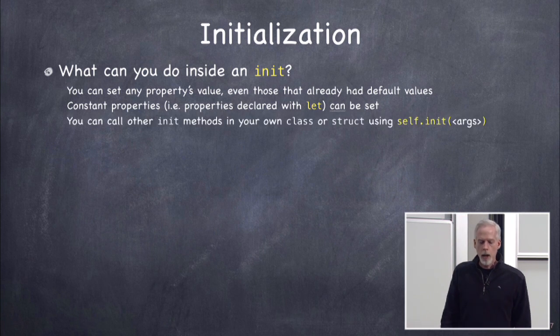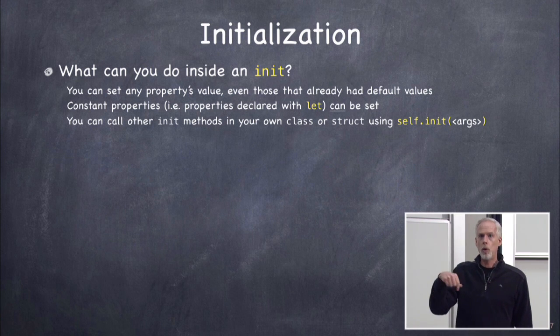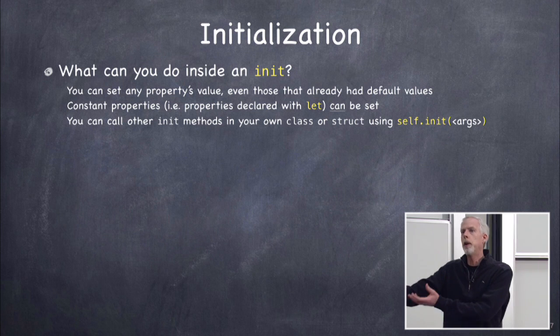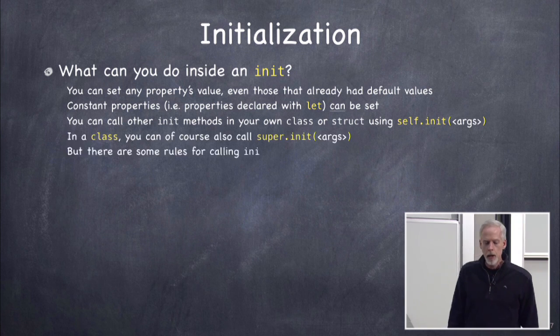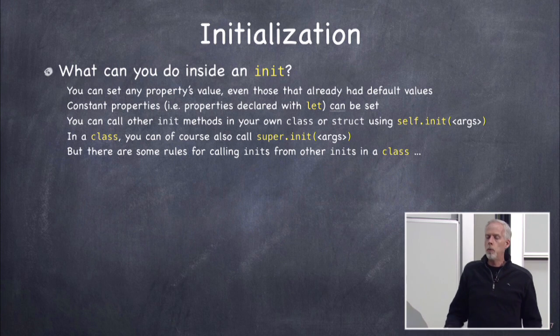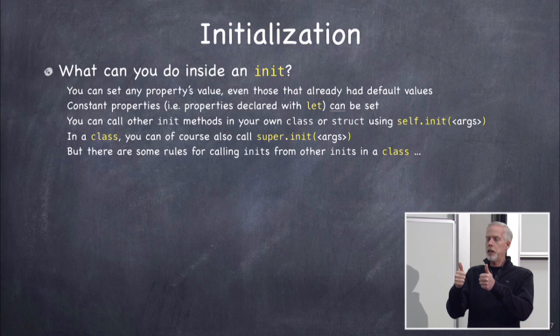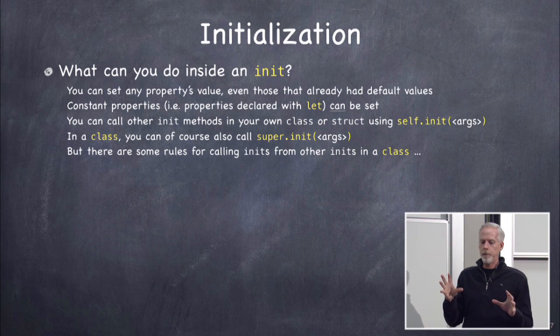You can call other init methods, in your own class or your own struct. You do that by saying self.init with whatever the arguments to that init method are. So the init methods can call each other. In a class, you can call super.init, an initializer from your superclass. Of course, you need to get your superclass initialized. Now, when we start talking about class, though, and we start to talk about calling inits in our super, and we start thinking about inheritance, it gets really complicated.